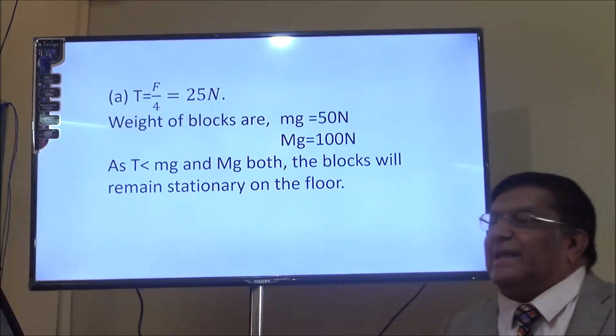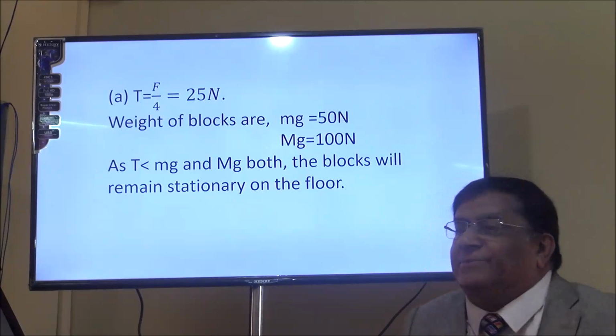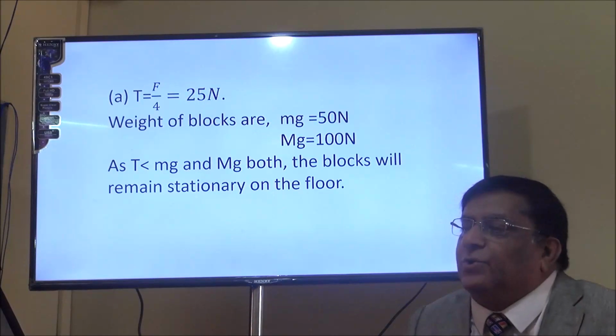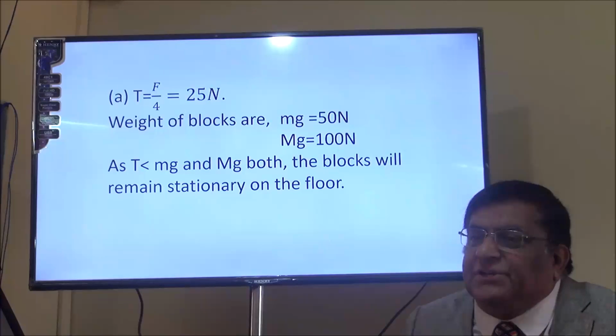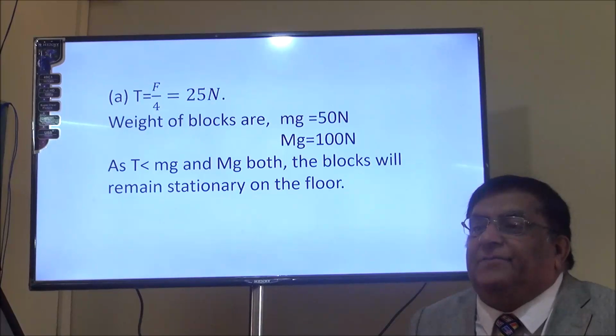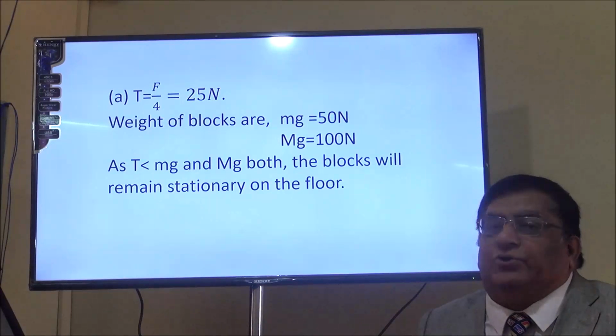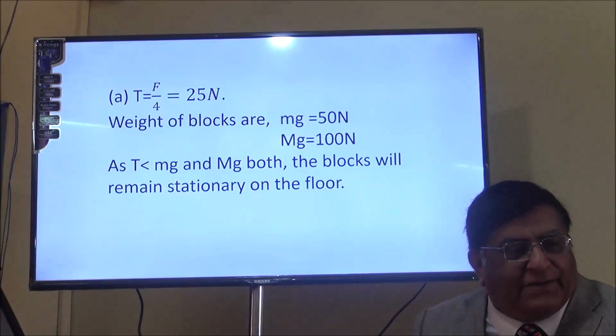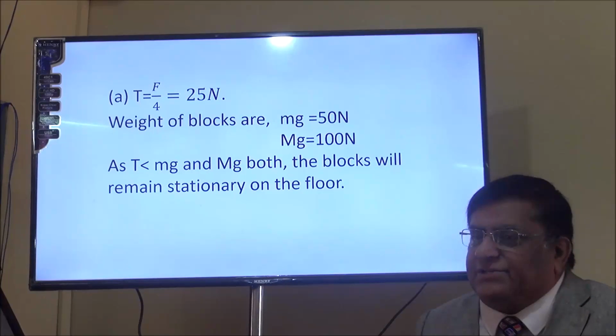Here the tension is less than both mg and mg. So it is not sufficient to lift the masses. Not sufficient to lift the masses, and there will be no motion. Right? But you understood how the equations are to be done.